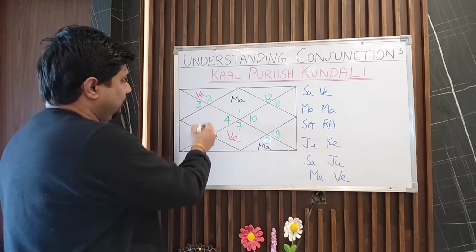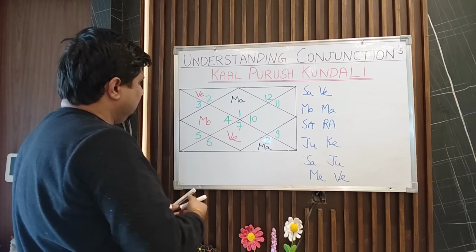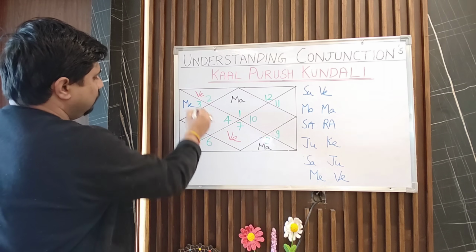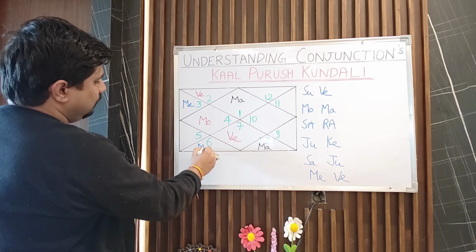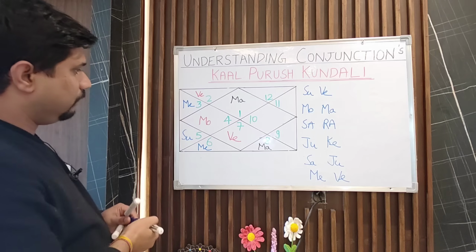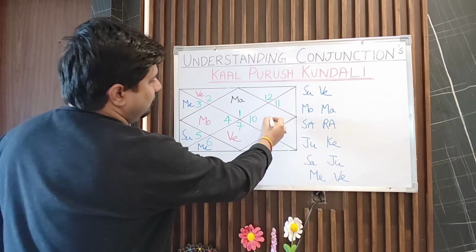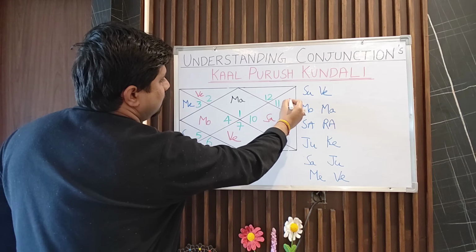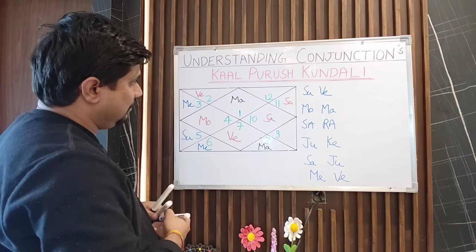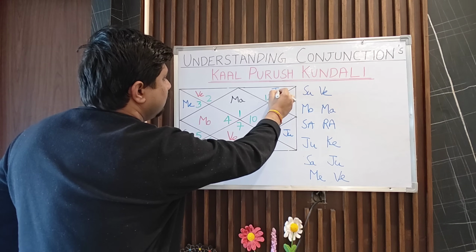The sign of Cancer is ruled by planet Moon. Similarly, the sign of Gemini is ruled by planet Mercury, and the sign of Virgo is also ruled by Mercury. Sun is ruling the sign of Leo, and on that side we have the remaining ones. Saturn is ruling the signs of Capricorn and Aquarius, and the last one is Jupiter, which is ruling the signs of Sagittarius and Pisces.